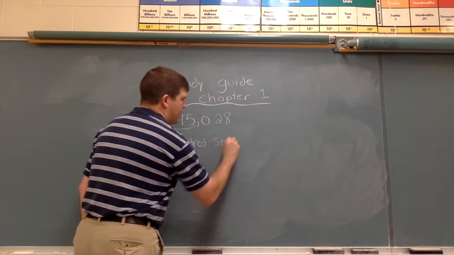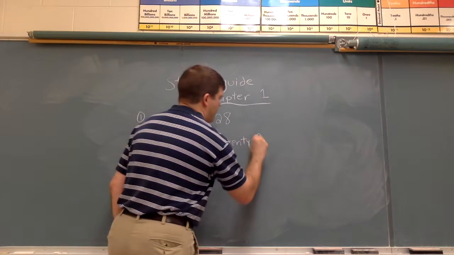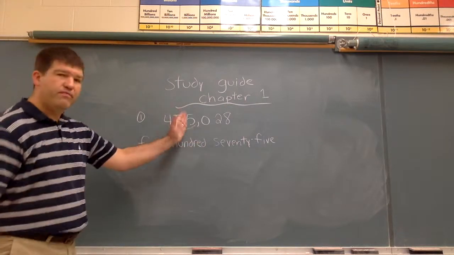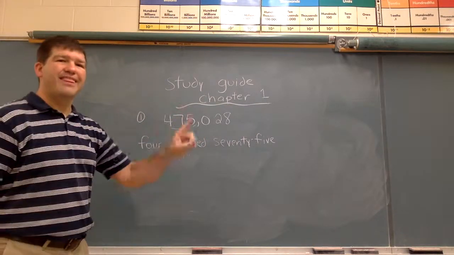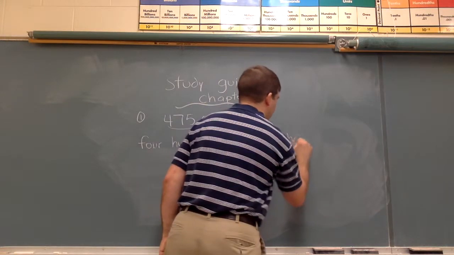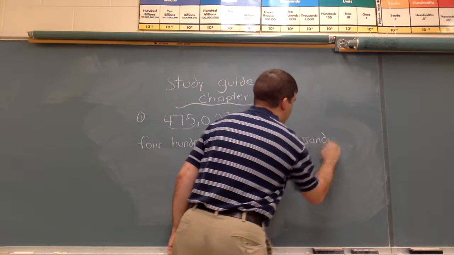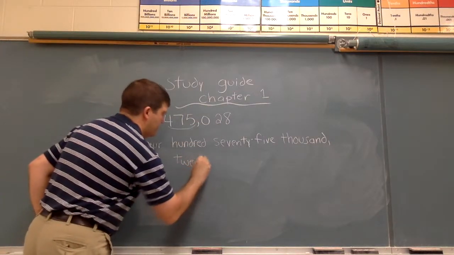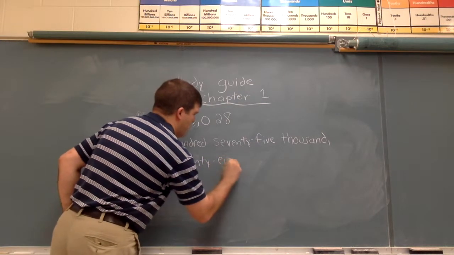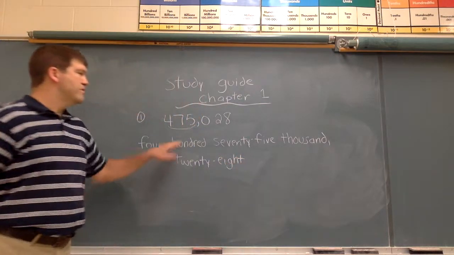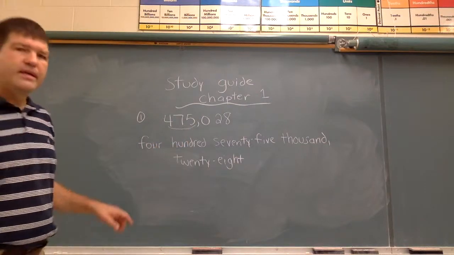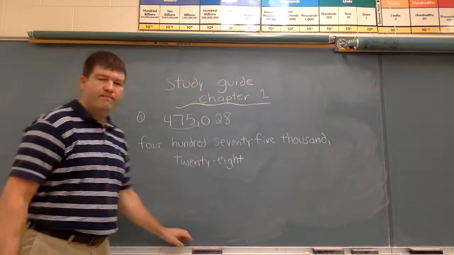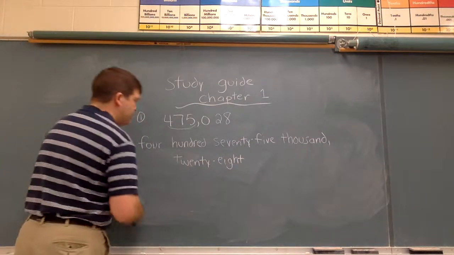475, and because I'm over here with the comma right there, 475,000. 28. So if I take this number and put it in word form, it becomes 475,028. Okay. Let's do number 2.